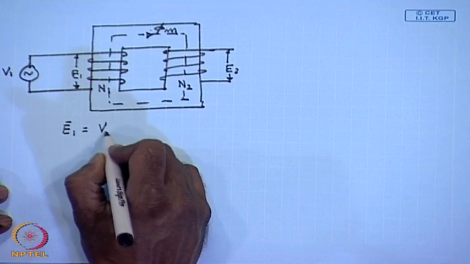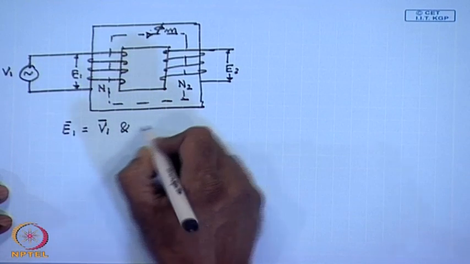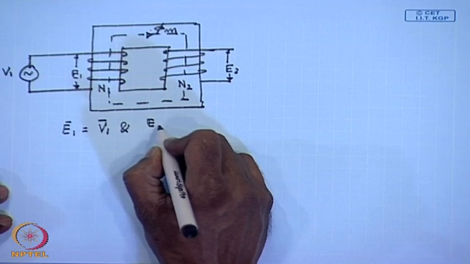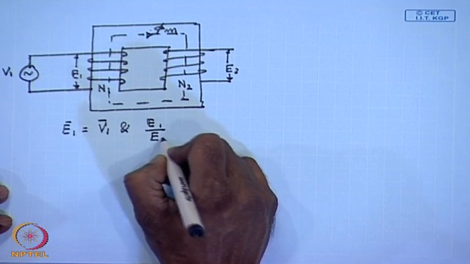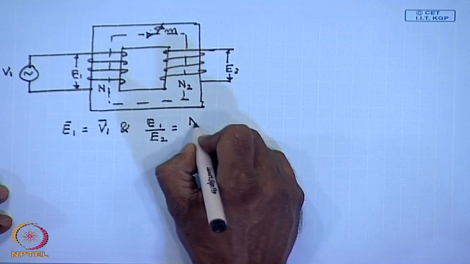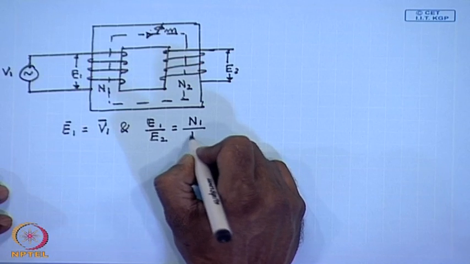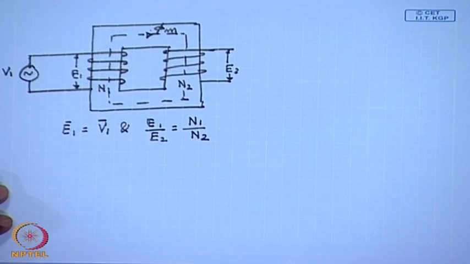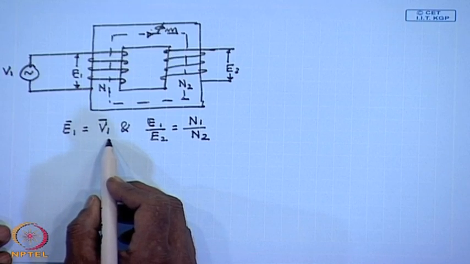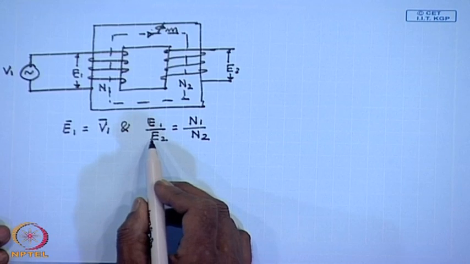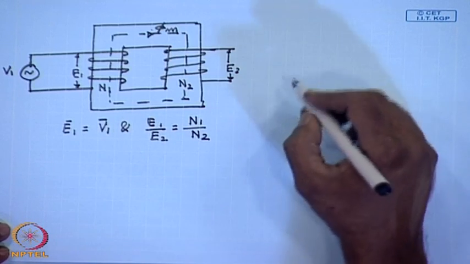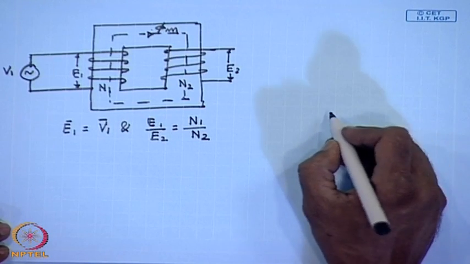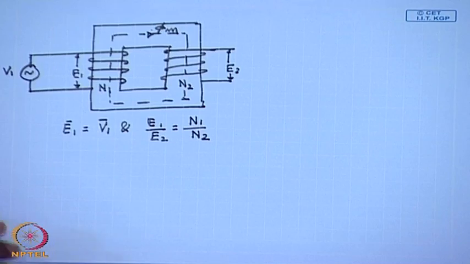V1 is equal to E1, and E1 by E2 is equal to N1 by N2. Not only that, E1 and V1 are in phase, and E2 is also in phase with E1. The phasor diagram can be drawn as follows.